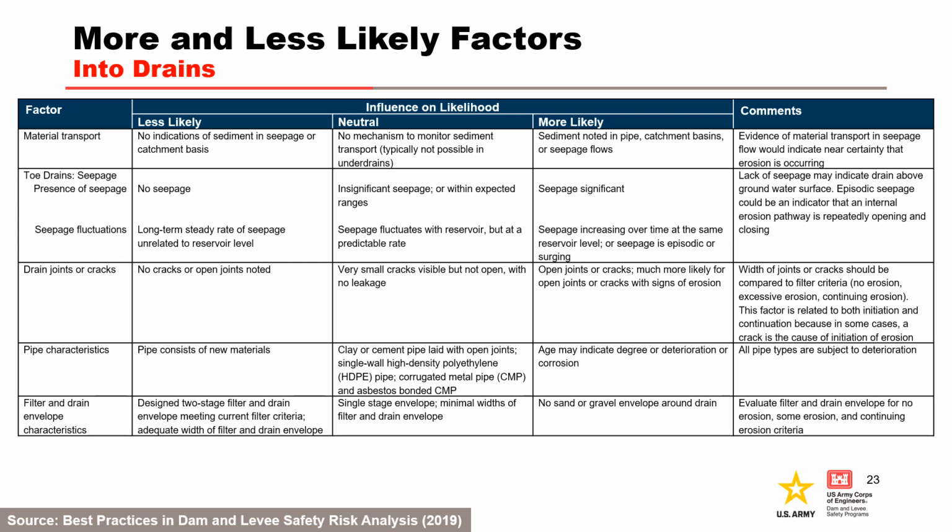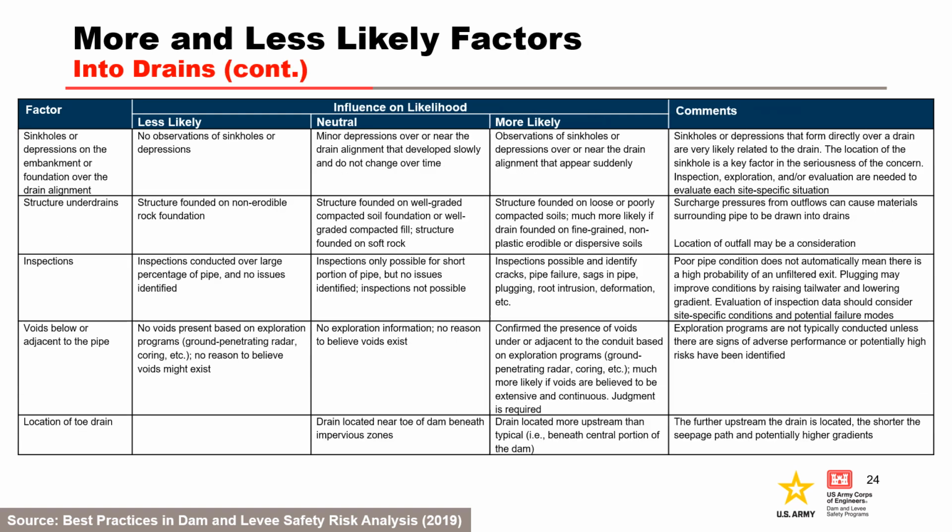This table from the Best Practices Manual can be used to help assess the likelihood of open defects in conduits, pipes, culverts, or drains. It can be used as a starting point, but the risk team must develop project-specific more likely and less likely factors to guide subjective probability estimation. The factors in this portion of the table address material transport, presence of seepage, presence of open cracks or joints, pipe characteristics, and filter and drain envelope considerations.